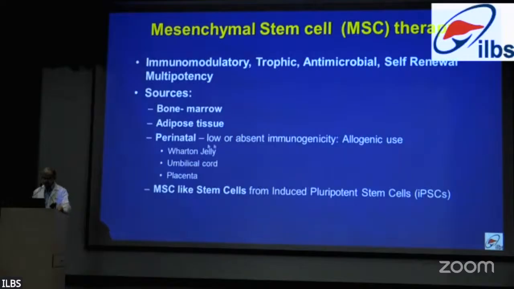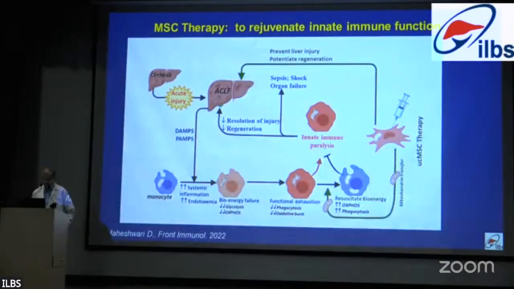So you can use Wharton's jelly, umbilical cord, or placenta. We are using umbilical cord. And then you can also have MSC-like stem cells from iPSCs. So this is again the work from Dr. Anupam's lab, a simplified diagram.